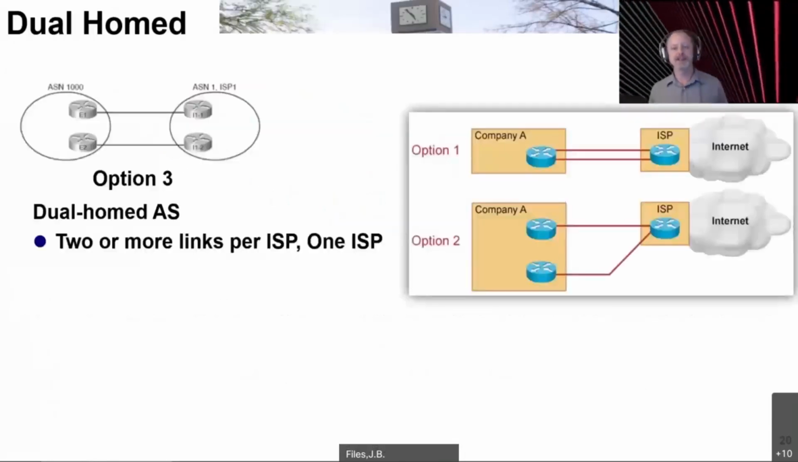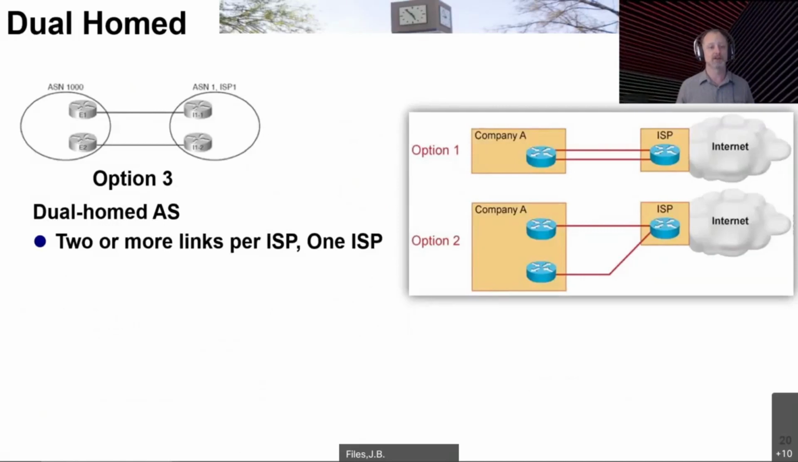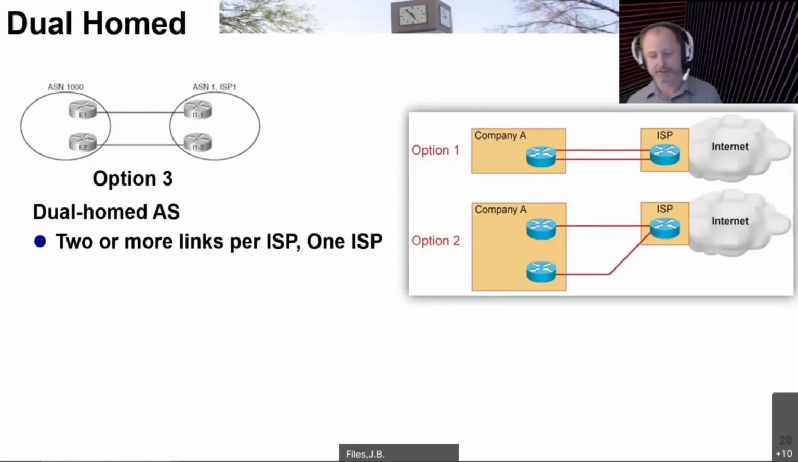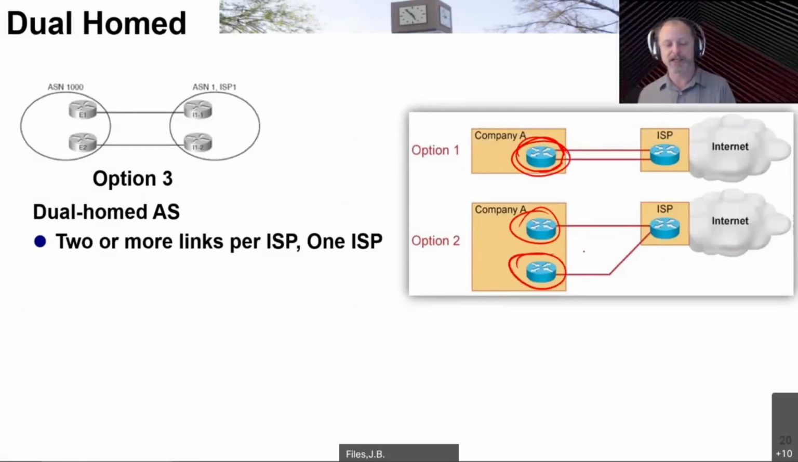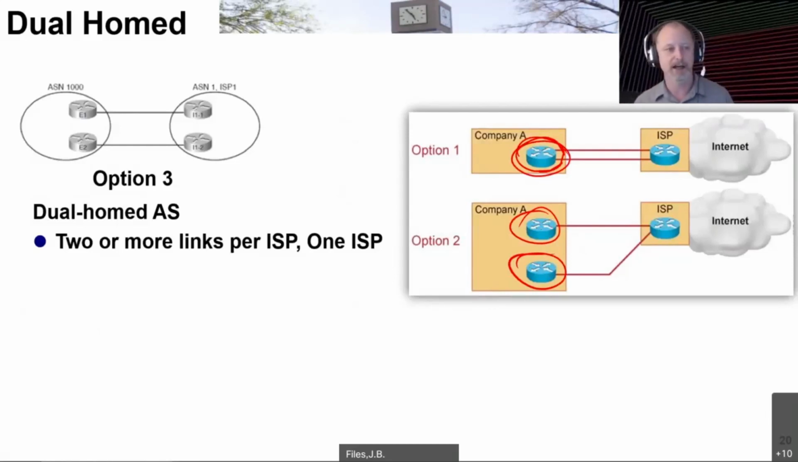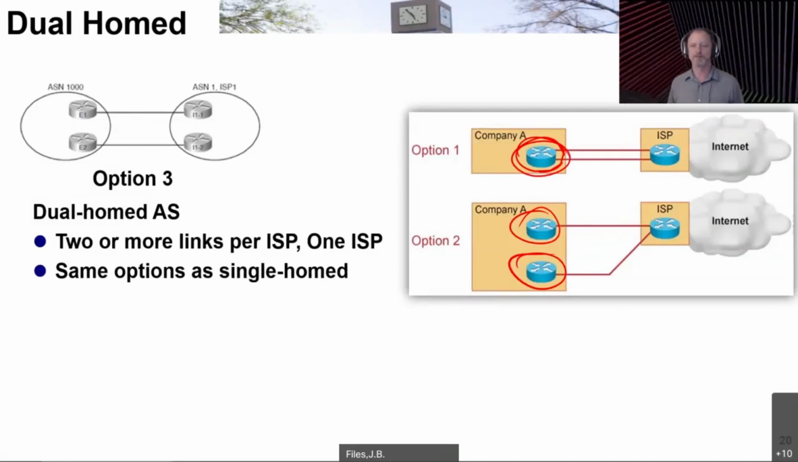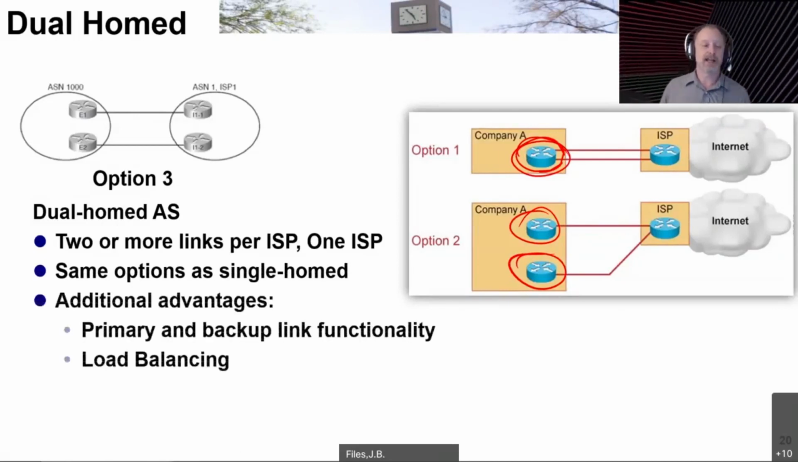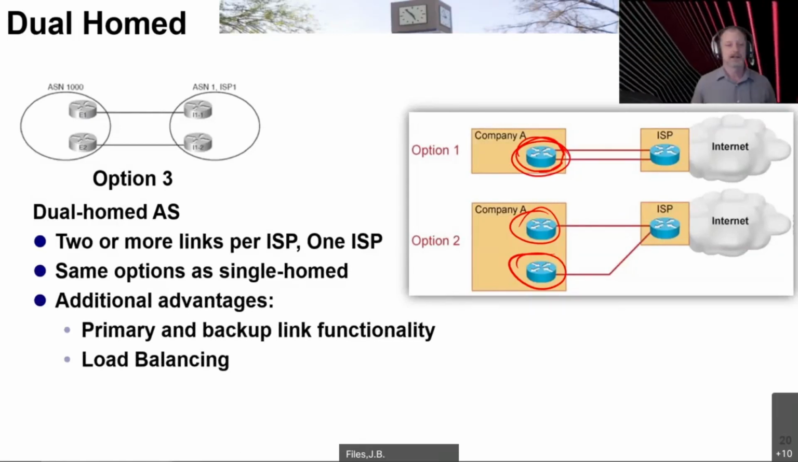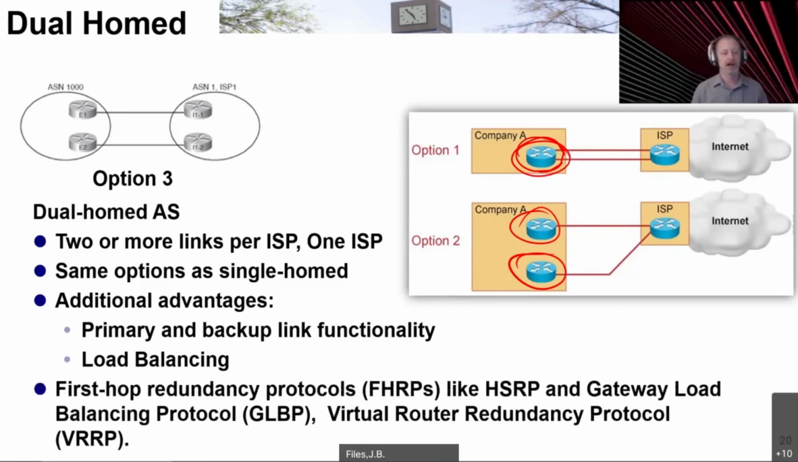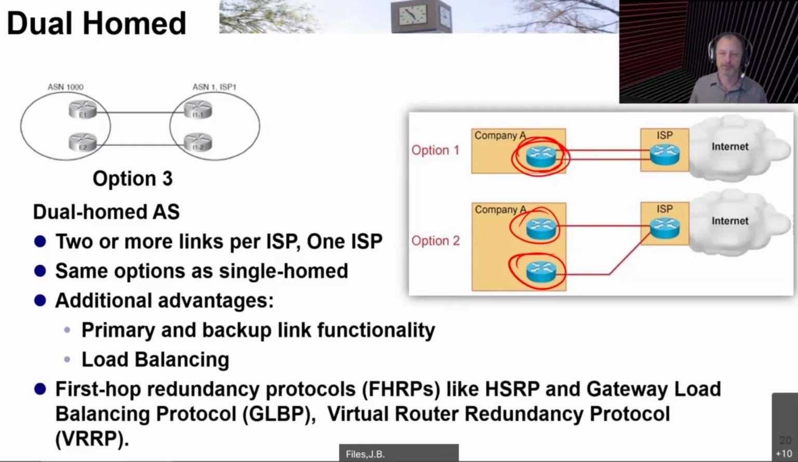Dual homed, this is where you have two or more links per ISP, but still only one ISP, right? Here, both links are connecting to one device, and here, each link is connecting to a different device. All right. This is essentially the same as single homed, okay? But you do have some additional advantages, like primary backup link functionality, or maybe you're doing load balancing. You can do something like first hop redundancy or something like that. All right. But still, probably not going to be using BGP here.